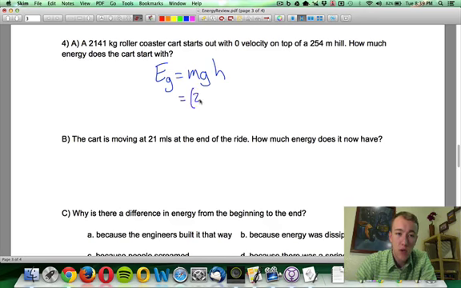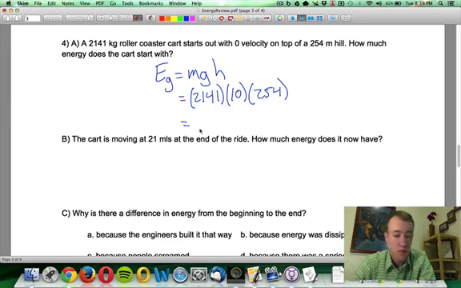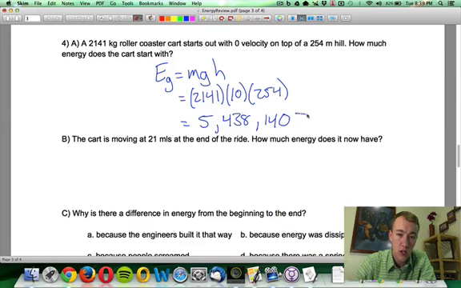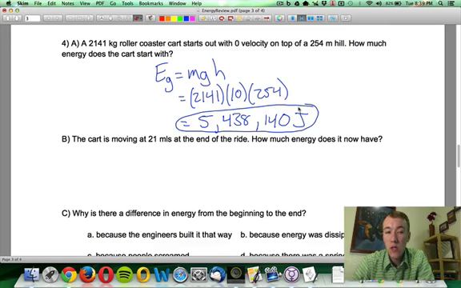Big roller coaster, 2,141 kilograms, gravity's 10, and it's way up there, 254 meters up in the air. Multiply all that out, and we have a giant number on our hands. 5,438,140 joules. Remember, energy is always in joules. That's how much energy this guy starts out with. Do we need to keep this number so precise? You could round it down if you really wanted to, and I'd be okay with that. I'm going to leave it as is.